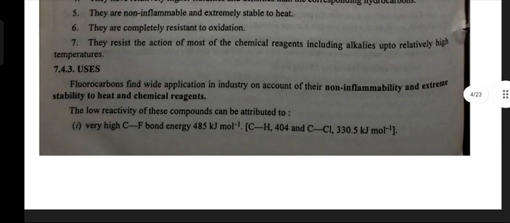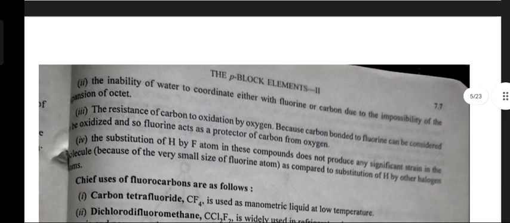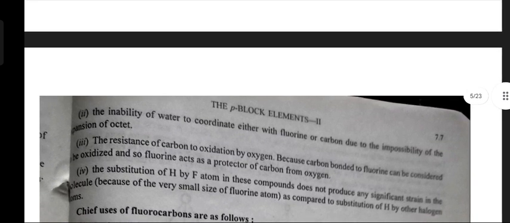Uses: fluorocarbons find wide application in industries on account of their non-inflammability and extreme stability to heat and chemical reagents. The low reactivity of these compounds can be attributed to the very high carbon-fluorine bond energy, that is 485 kJ per mole. The inability of water to coordinate with either fluorine or carbon is due to the impossibility of expansion of the octet.